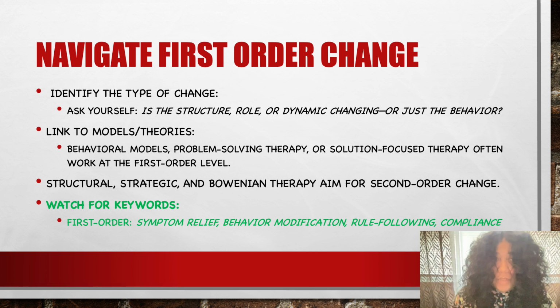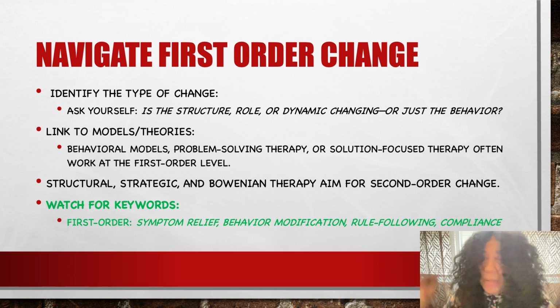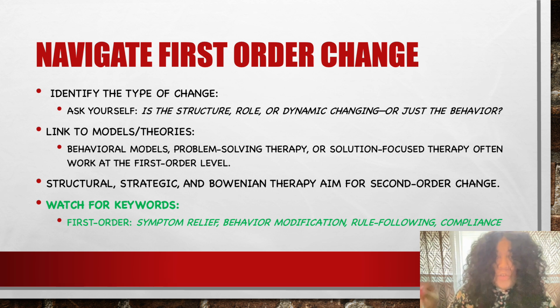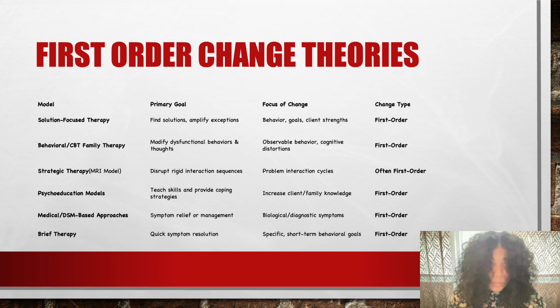Second order change. Symptom relief, behavior modification, rule following, and compliance are words that let you know it's probably going to be first order change. The team complied, but the behavior changed, but watch for those keywords. They're going to lead you to first order change responses that you need to be looking out for.